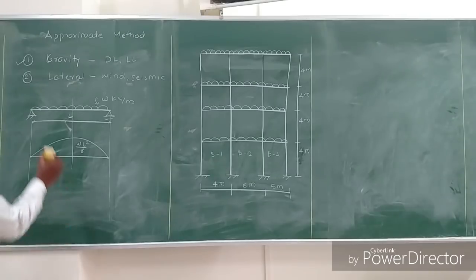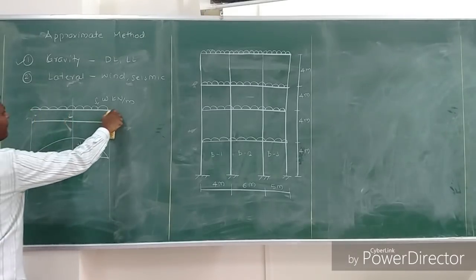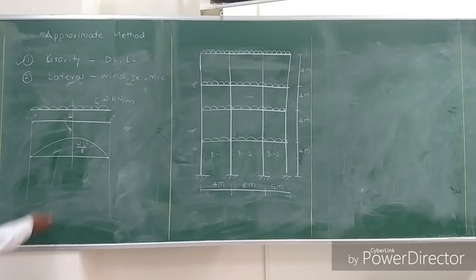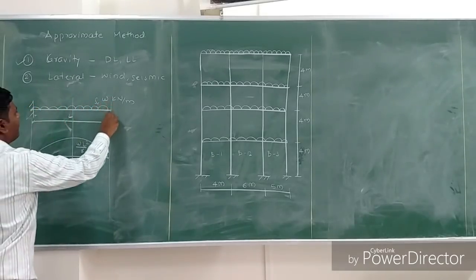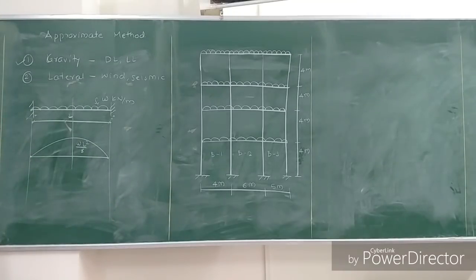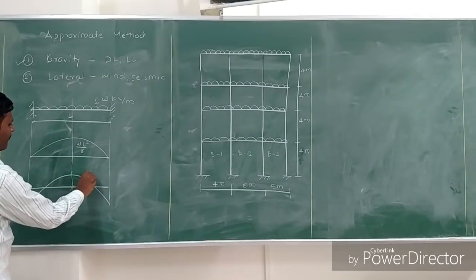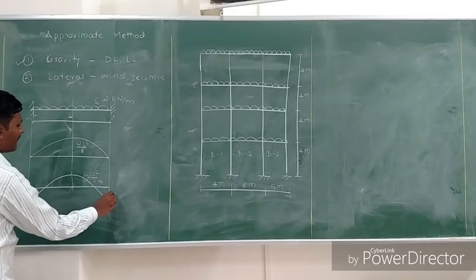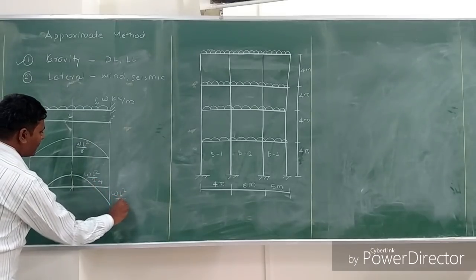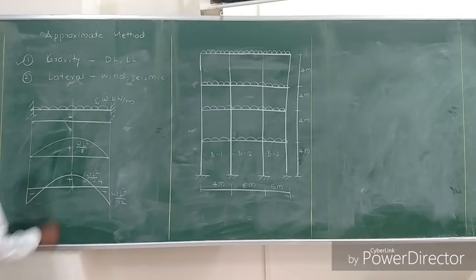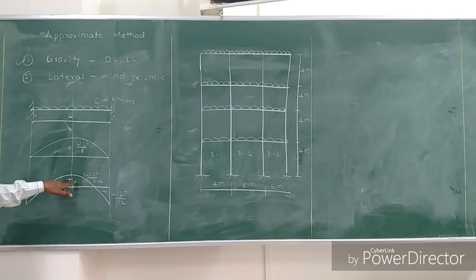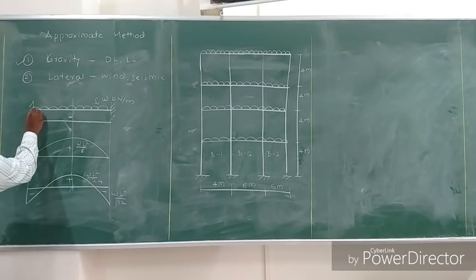Similarly, if I change the support condition, instead of making it hinged, I make it fixed. Now the same beam with the same span is a fixed beam. You have already studied that the beam has bending moments which are positive as well as negative. The value of bending moment at mid span is WL squared by 24, and at the supports it is WL squared by 12, which is negative. The mid span bending moment is totally sagging, which is positive in nature. The support bending moments are negative, because the beam bends something like this.